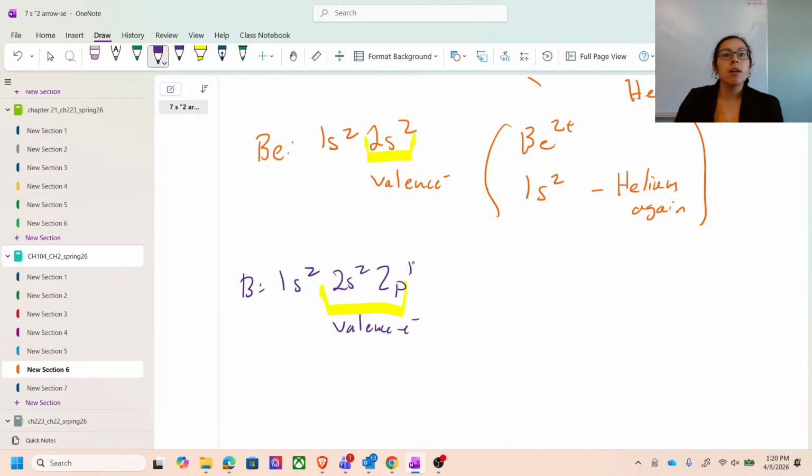Because you always have to start with your total number of electrons. We look at boron, it's 5, so it should have 5 electrons. And you always start with your 1s. It just becomes your core electrons, but they're not really contributing to what I would call the bonding nature. So then we can see that boron has 3 valence electrons.